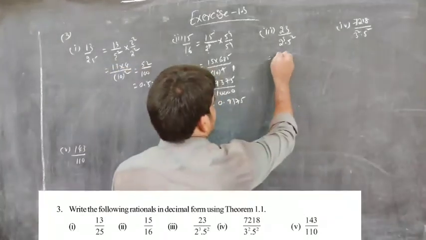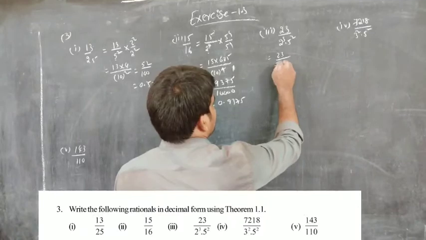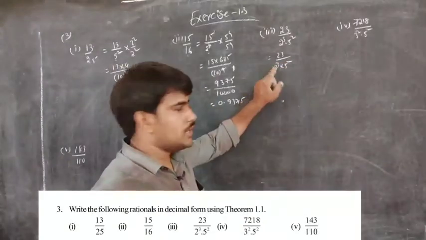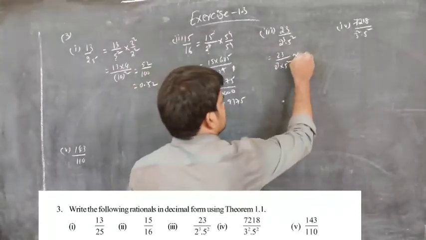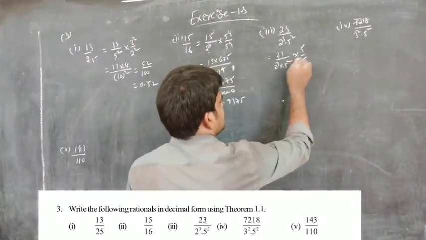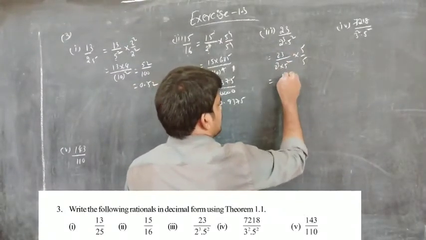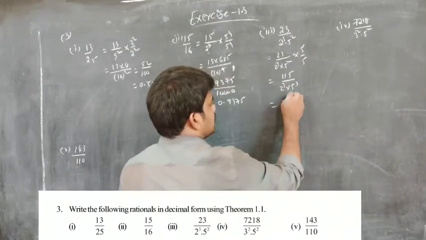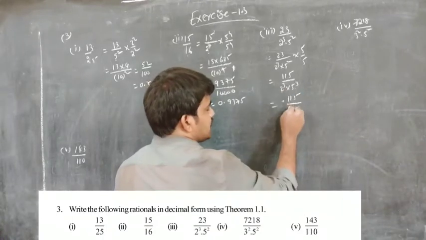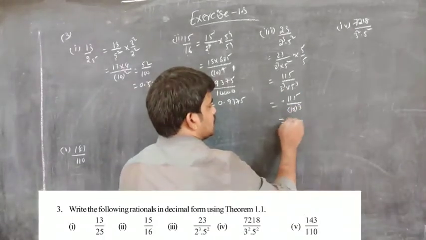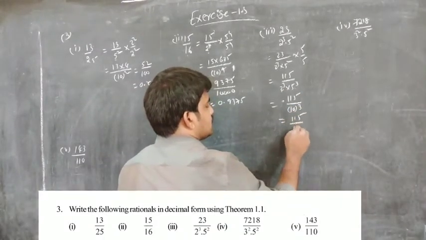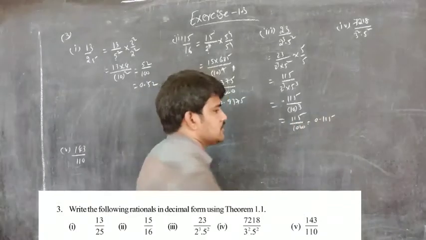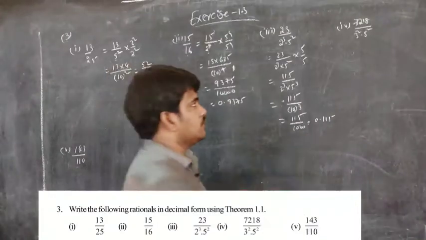Next, 23 by 2 cube into 5 square. Here 2 has power 3 and 5 has power 2, so we multiply by 5, because the power of 2 is 3. 5 times 23 is 115 by 2 cube into 5 cube, equal to 115 by 2 5s are 10 whole cube, equal to 115 by 10 cube, value 1000. So it equals 0.115.